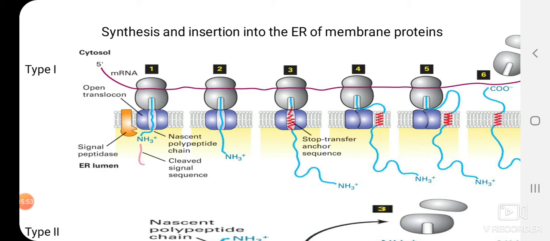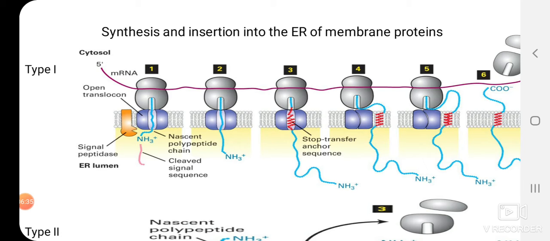And after the completion of the synthesis of the polypeptide chain, at the sixth step you can see the ribosomal complex gets off, leaving that polypeptide chain as it is in the membrane of the endoplasmic reticulum. So in this case, this polypeptide chain, the membrane protein, will have its C-terminal end on the cytoplasmic side, and on the lumen side it is going to have its N-terminal end.